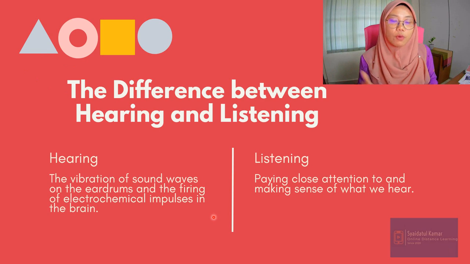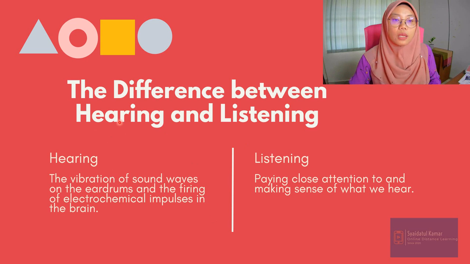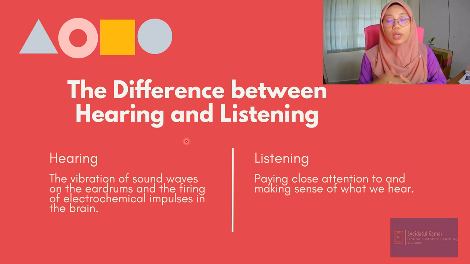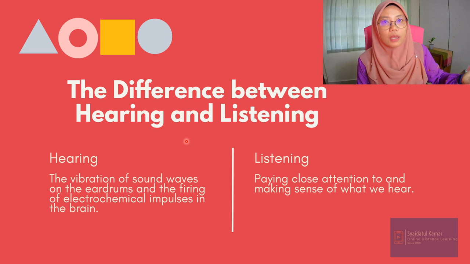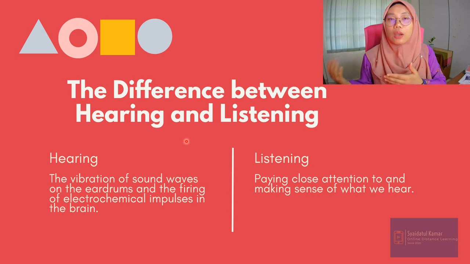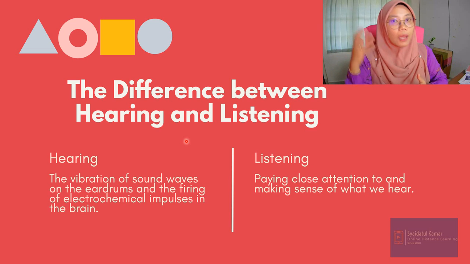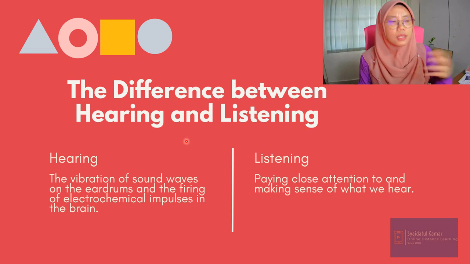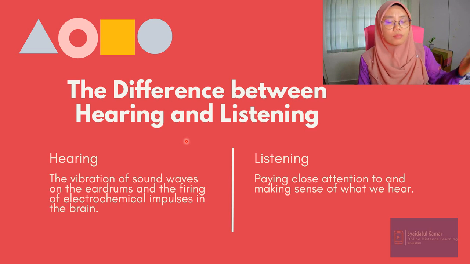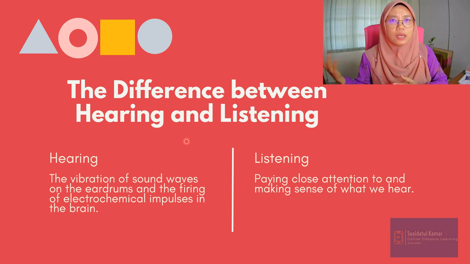Now, before we go into the strategies and the tips, let's take a look at the difference between hearing and listening. What are the things that you usually hear, and what are the things that you usually listen to? For me, the things that I hear, for example, are the sound of the traffic outside, the sound of the aircon, the sound of the fan in my room, people talking outside, or my mother talking on the phone. So those are the things that I hear. And what are the things that I listen to?